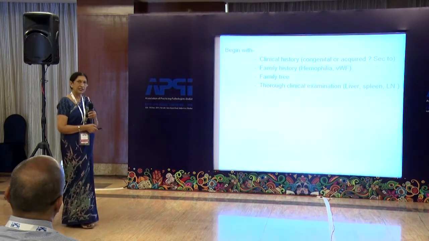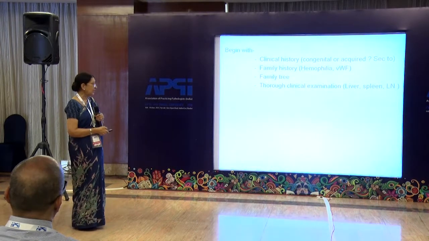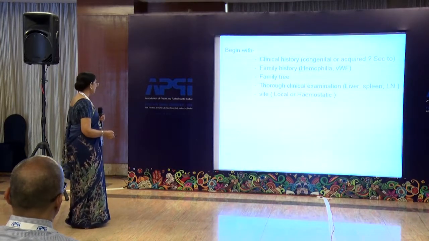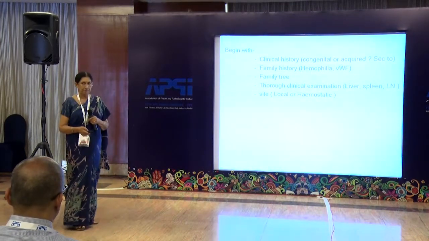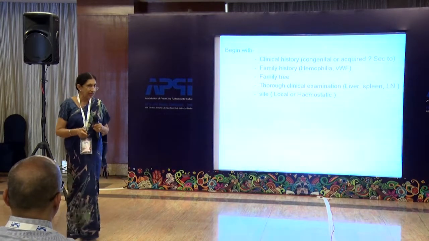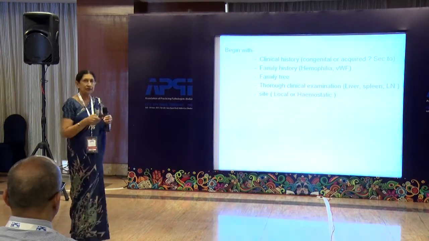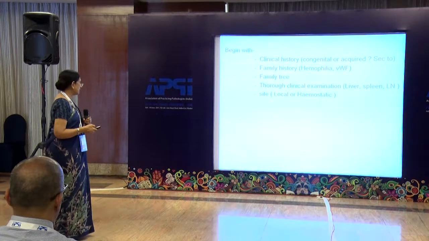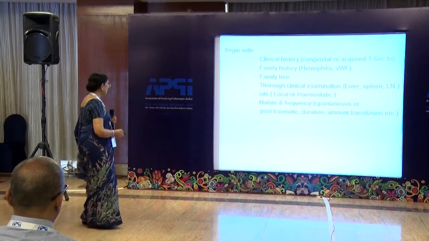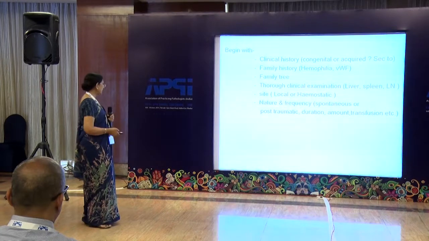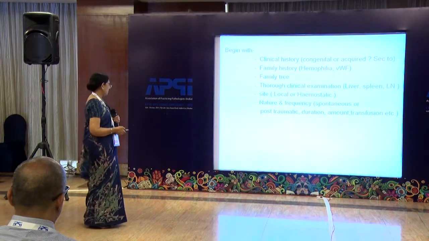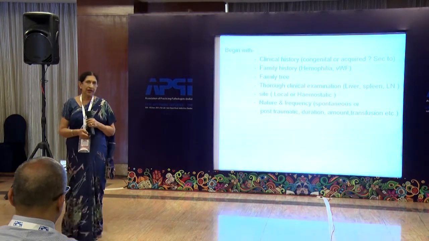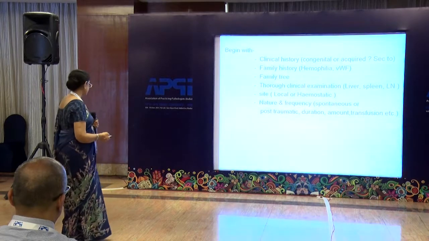Examination, as I said, if there is hepatosplenomegaly or lymphadenopathy, you are looking at a secondary cause, not an inherited or congenital problem. Where is it bleeding? Is it always bleeding at the same site, or is it a hemostatic failure all over? So you have to decide whether it's a local cause or a general problem. How often do they bleed? Is it spontaneous or post-traumatic? How much do they bleed? And do they require any transfusion support or any support with factors or anything else?